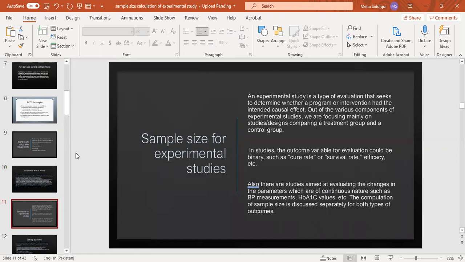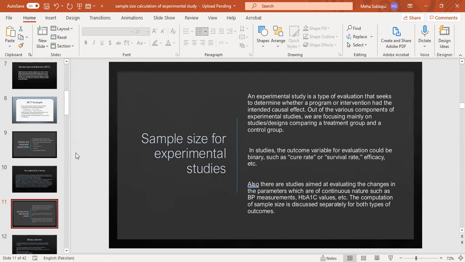Sample size for experimental studies. An experimental study is a type of evaluation that seeks to determine whether a program or intervention had the intended causal effect. Out of the various components of experimental studies, we are focusing mainly on study designs comparing a treatment group and a control group.